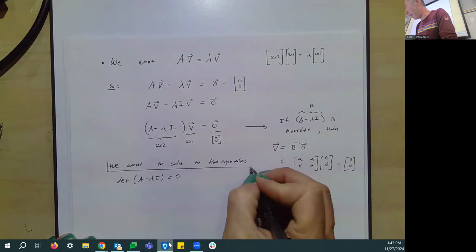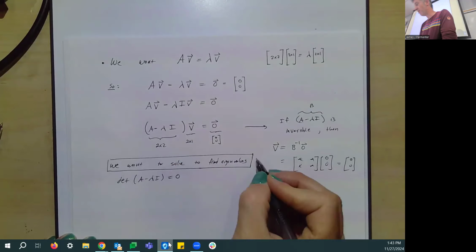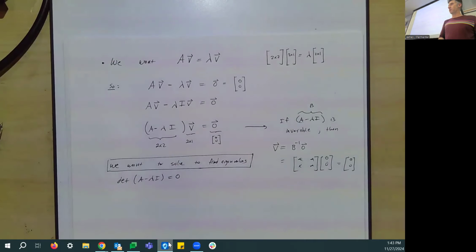And if you don't remember all that explanation, that's really okay. But I really did want you to know why we are doing this. It's not just because someone made up some stuff somewhere. There's actually a reason. We want this matrix to not be invertible. That's why we want the determinant of this quantity to be equal to 0.